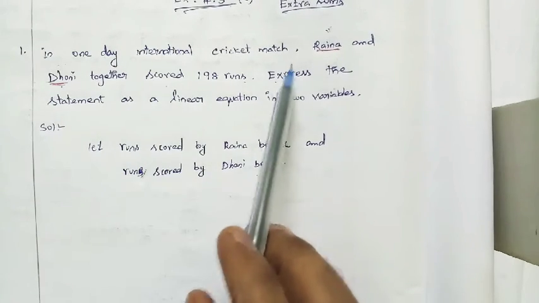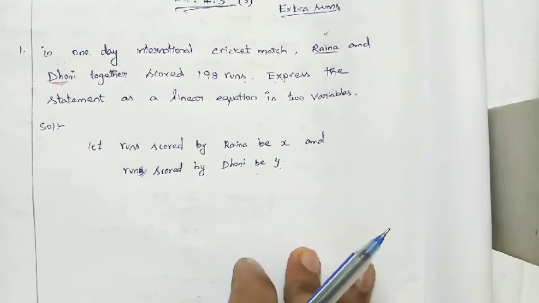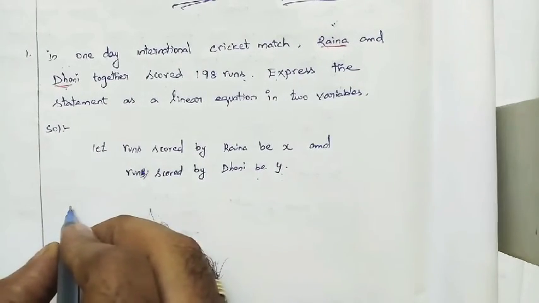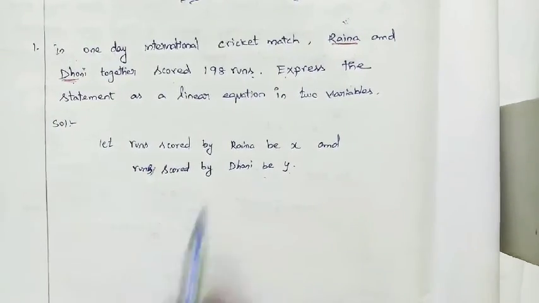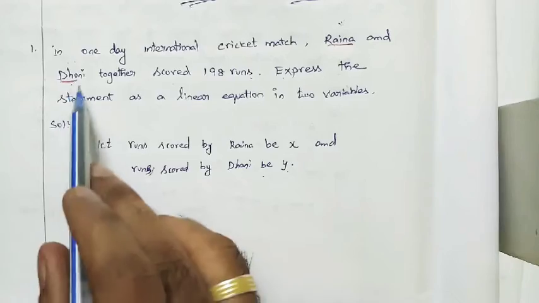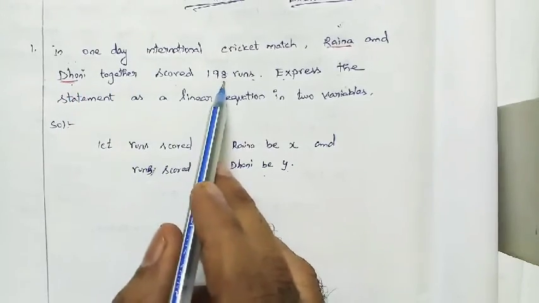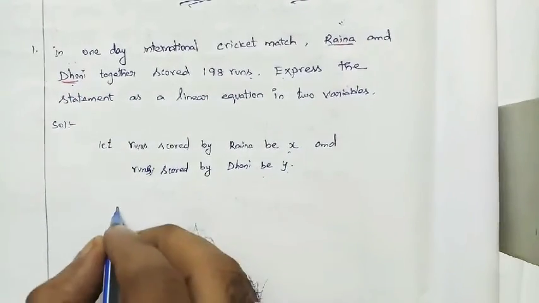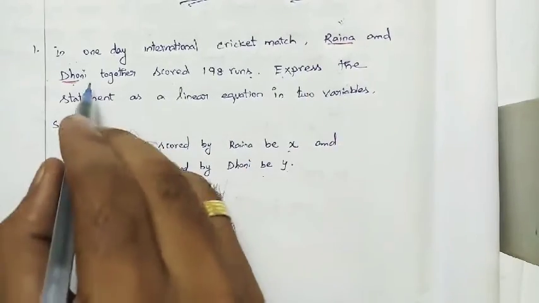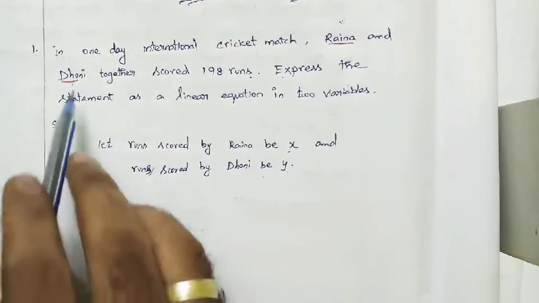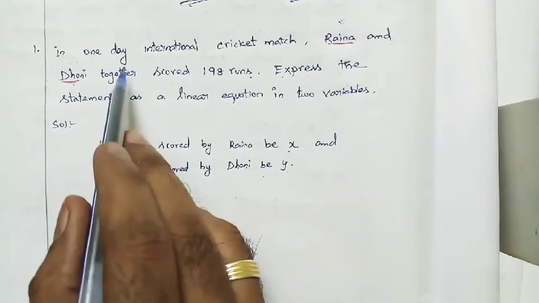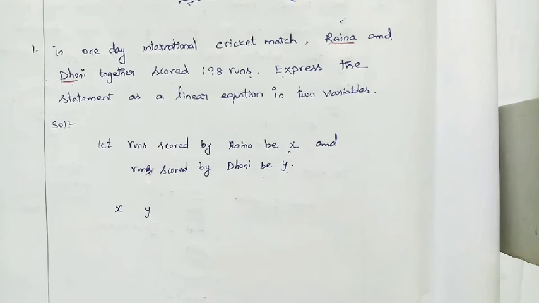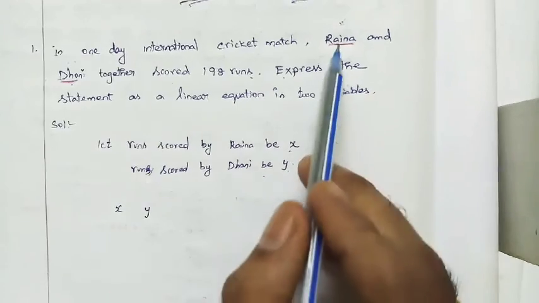Now by the condition, we have to form the equation. What is the condition here? Raina and Dhoni together scored 198 runs. Raina is x and Dhoni is y. What is meant by together? It is the sum, both the people combined. The total of Raina and Dhoni.